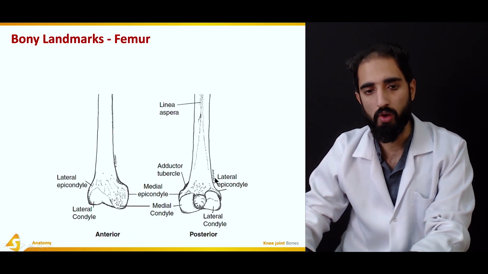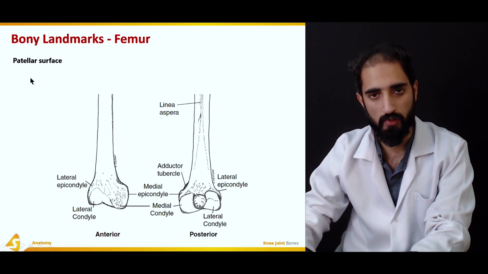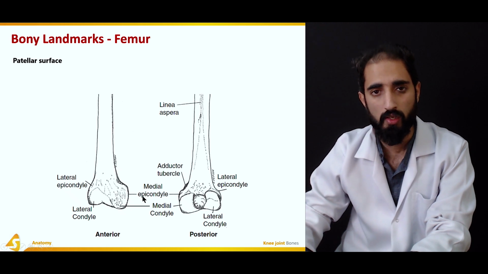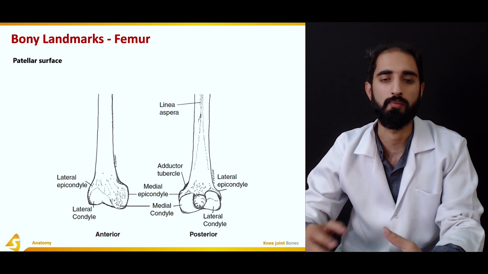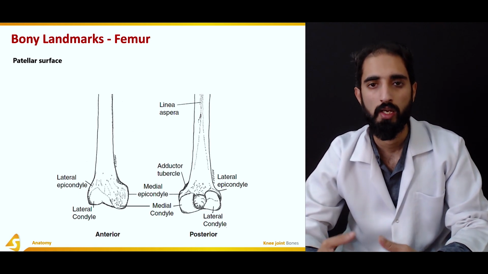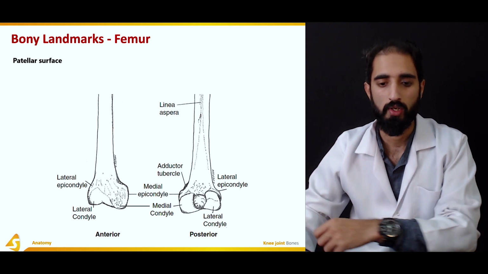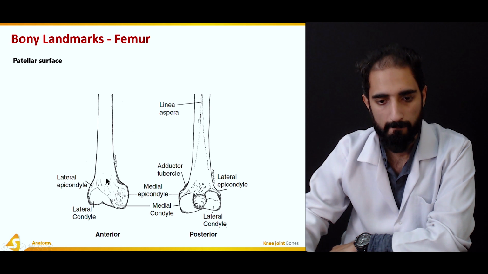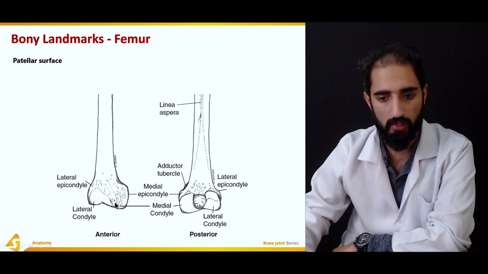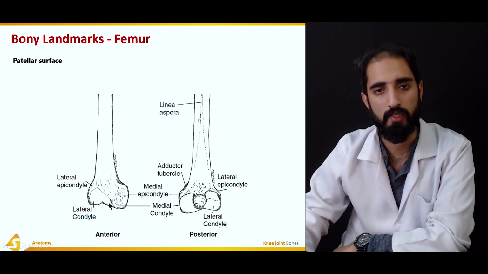Moving on, we also have another surface known as the patellar surface, because as I already mentioned, in the knee region we have a tibiofemoral joint as well as a patellofemoral joint, and the patellofemoral joint is formed between the patella and the anterior and distal aspect of the femur. So this area here, as you can see, this is the lateral condyle and lateral epicondyle, and here we have the medial condyle and medial epicondyle, and this area here is known as the patellar surface.